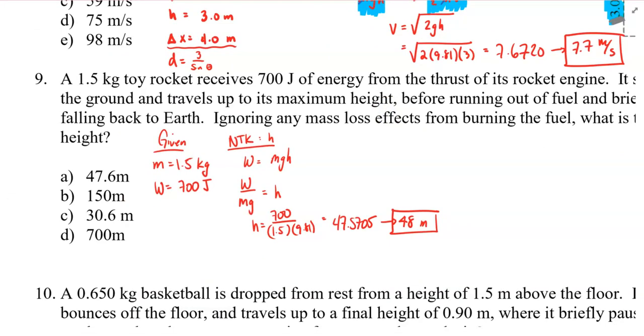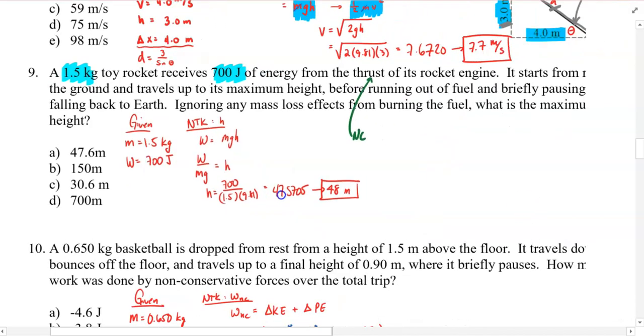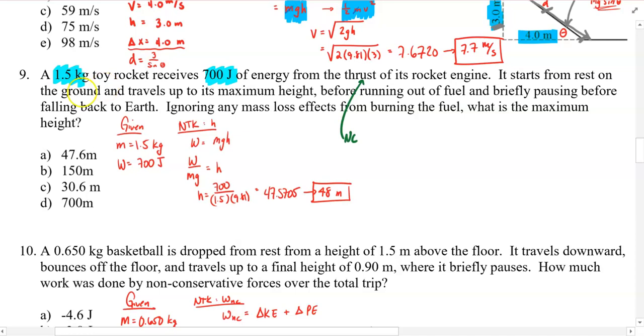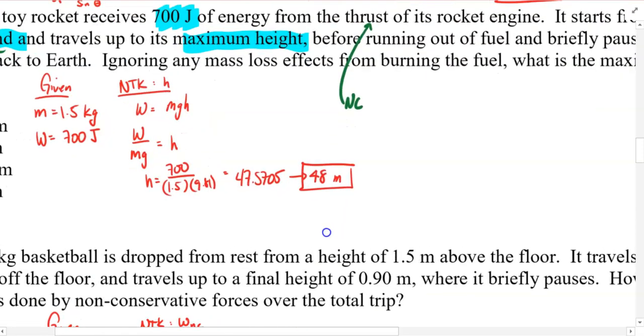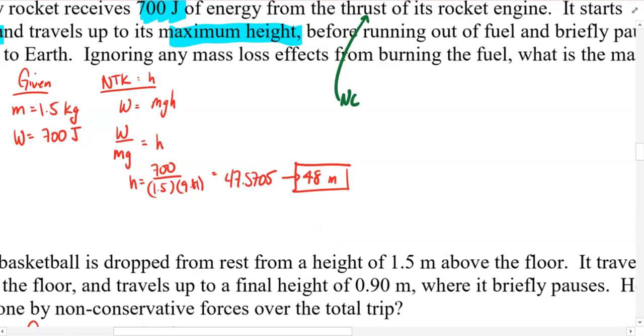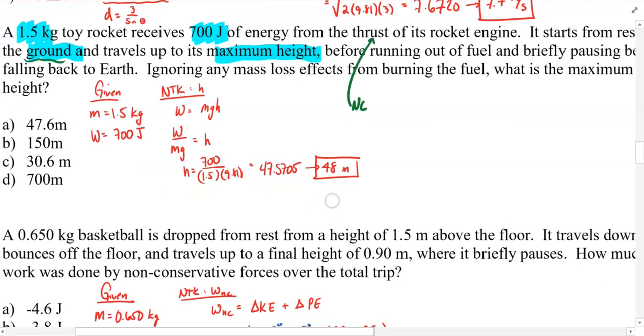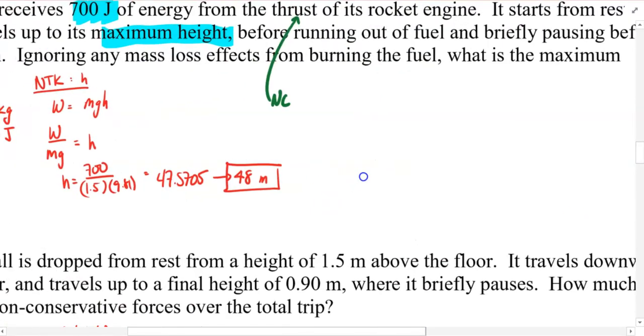Now in number 9, we have a toy rocket that is receiving some amount of energy from thrust. So with that being thrust, that's definitely a non-conservative force. It starts from rest on the ground and travels up to its maximum height before running out of fuel. So if we ignore any other outside loss effects from burning the fuel, like losing mass because we're burning fuel, what is the maximum height?